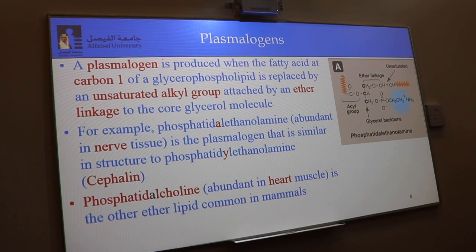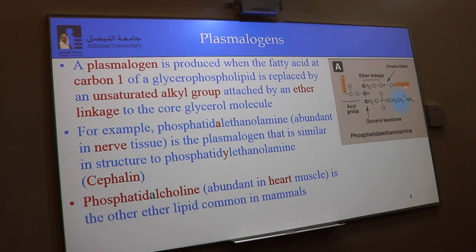Why? Because instead of having a fatty acid, we have an unsaturated alkyl group. This is an unsaturated hydrocarbon group, unsaturated because we have a double bond. So this is not a fatty acid here. It is an unsaturated alkyl group which is attached by an ether linkage to the core of glycerol.